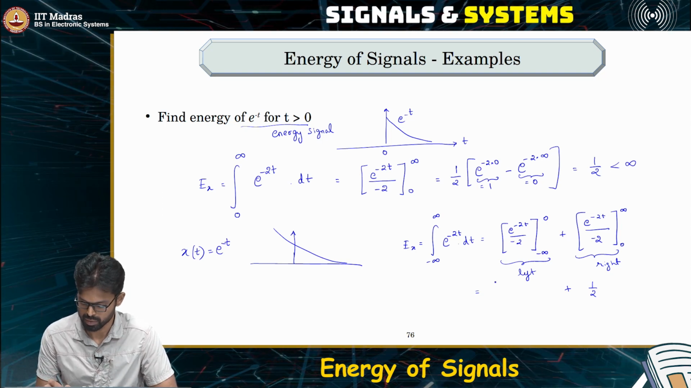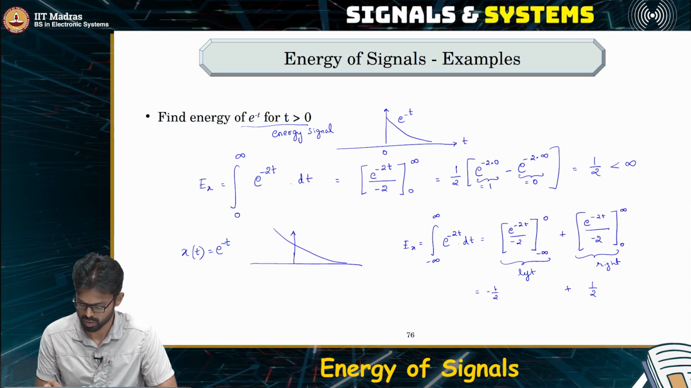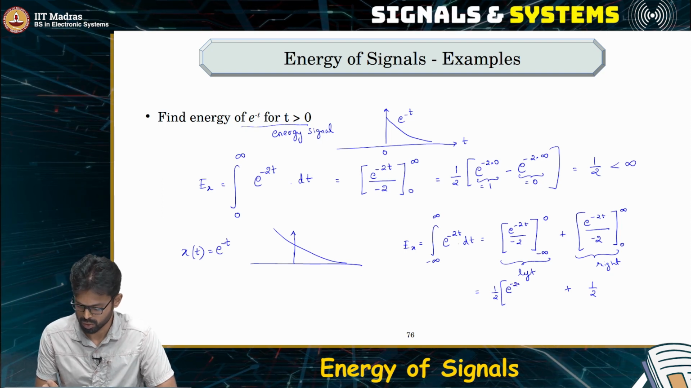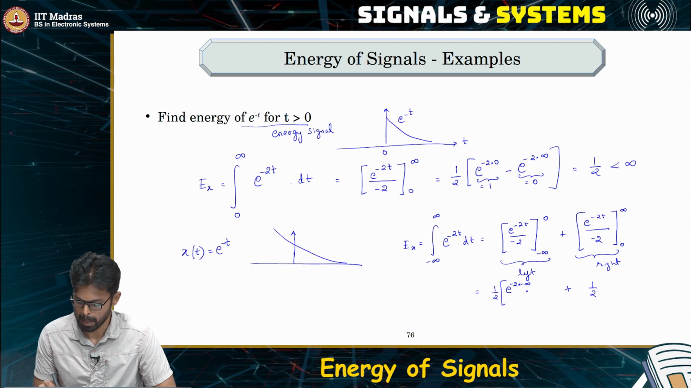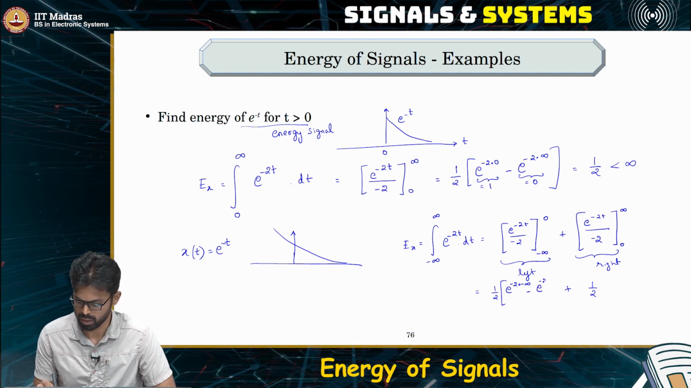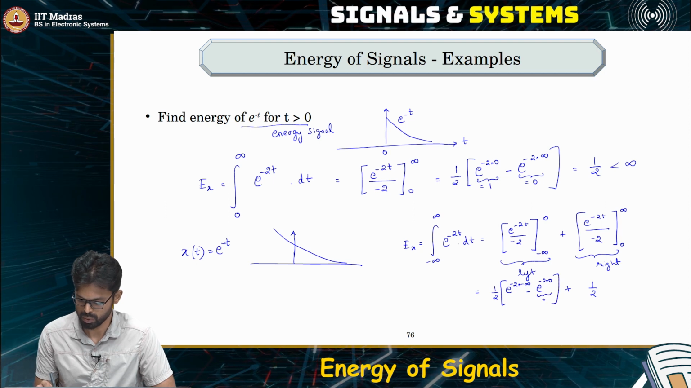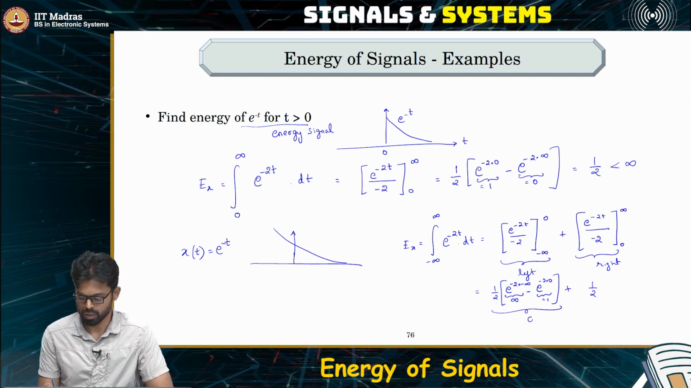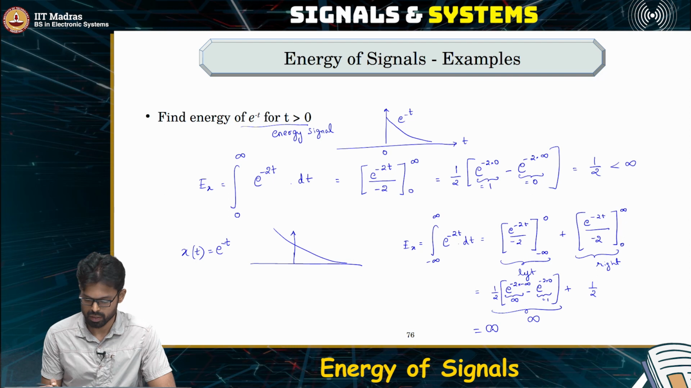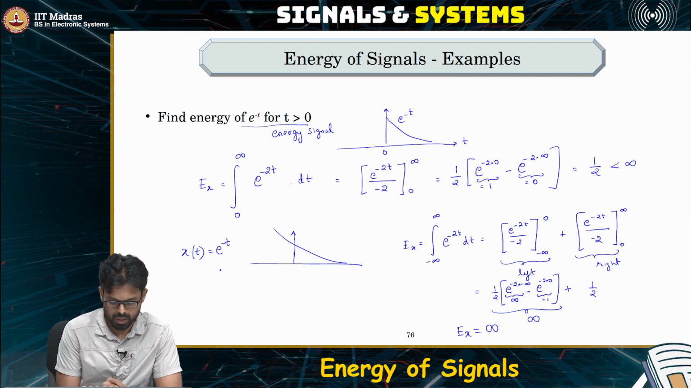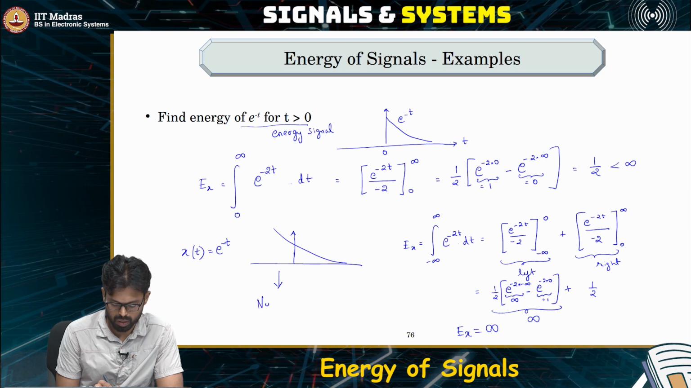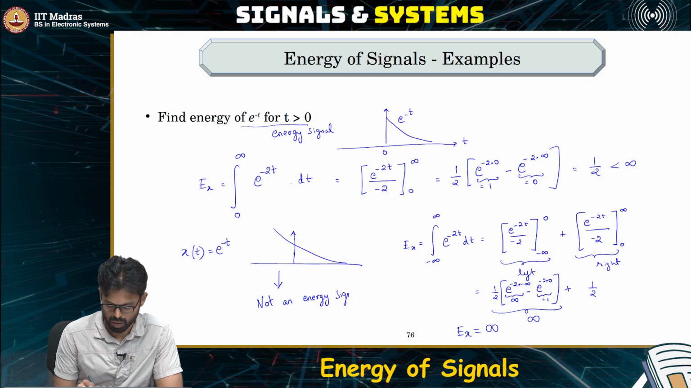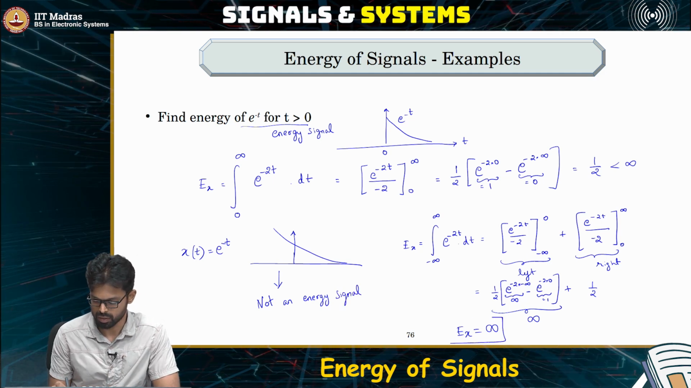The problem is that e power minus 2 times minus infinity minus e power minus 2 times 0, this is 1 but this is infinity. So which means this entire term goes to infinity. So the energy here is infinity. So this signal that we have here is not an energy signal because it has infinite energy.